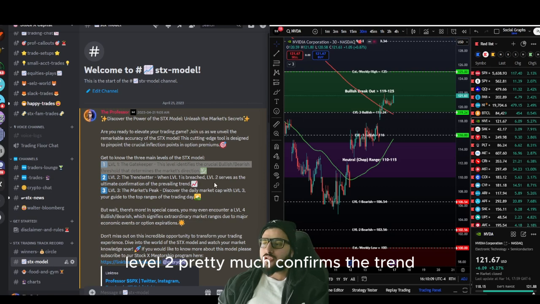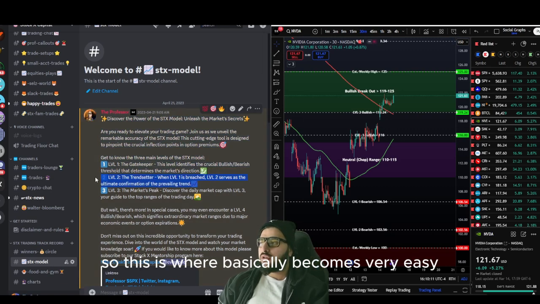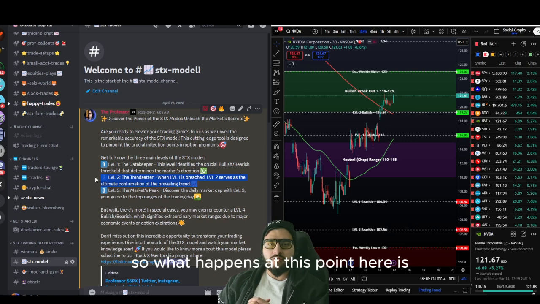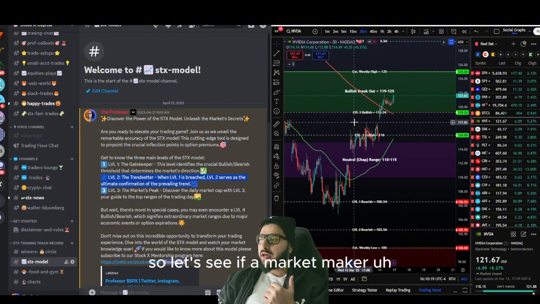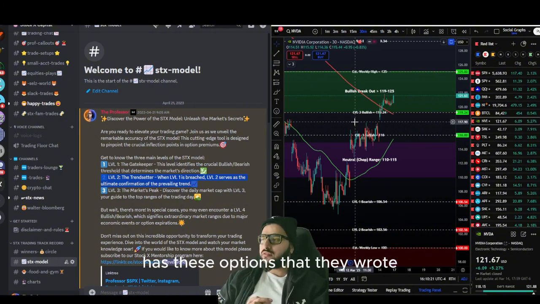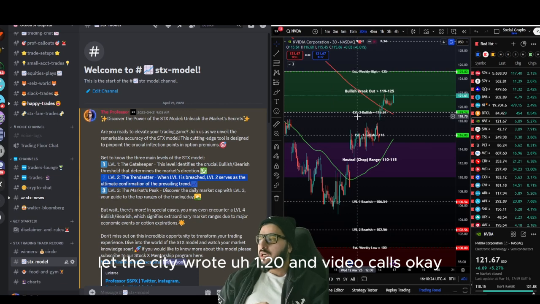Okay, so that's important to note here. Level 2 confirms the trend. This is where it becomes very easy. So what happens at this point is, let's just say a market maker has these options that they wrote, let's just say they wrote 120 NVIDIA calls, okay?